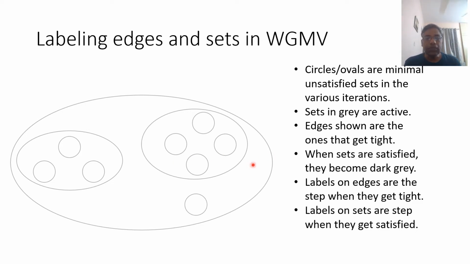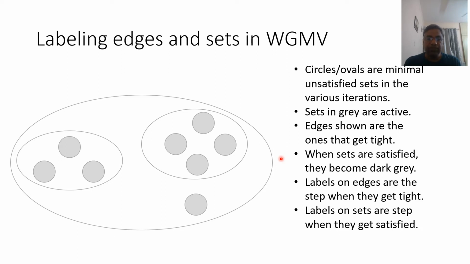half integral. Let me now get to the WGMV algorithm and say a few words on what we did there. So we had to strengthen the analysis of the WGMV algorithm and then also modify it to take care of these kind of parity considerations to eventually be able to get the half integral solution that we need. And so here I'm showing you these circles and ovals that you see are unsatisfied sets in various iterations. If I look at any particular iteration, so let's say these are the minimal unsatisfied sets at a particular iteration, and they are shown in gray.